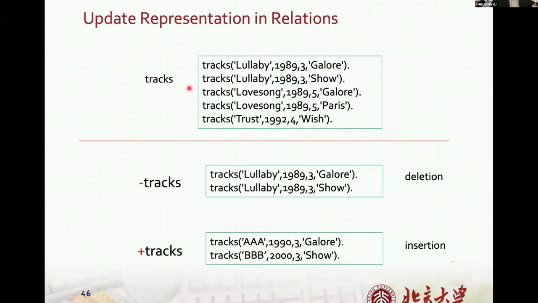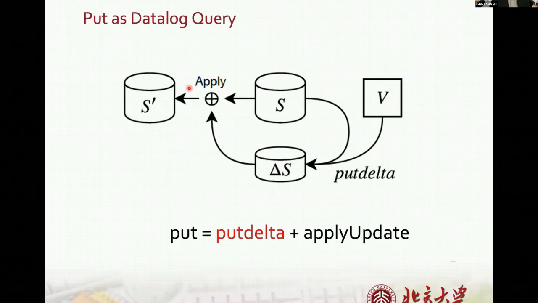Now, how to write put? Put is: give me a source, give me a view, and I want to give an updated source. Now, how to do that? You could write put in two steps. First, you give me a source and a view, and I produce update tables over the source. If you get this, the later part is easy: you just apply these updates over the source, and you come up with the updated source. So the central part is going from the source and the updated view to the update tables over the source.